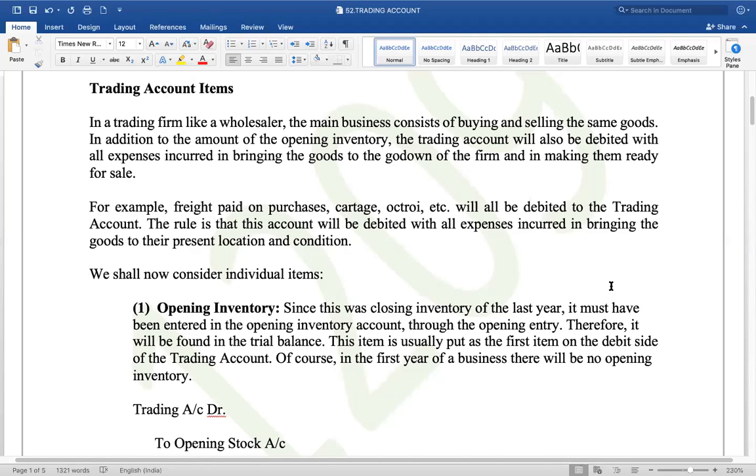Similarly, when you are purchasing materials, you have to include all the incidental expenses, that is transportation or cartage or octroi, whatever you incur till you bring it to your godown. All should be added to the cost of the material you're purchasing. Then you will get the total cost of the material or goods. Now we will look into the details of those things.